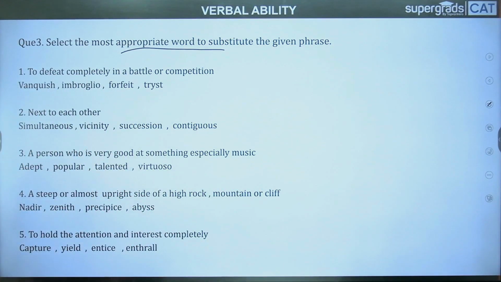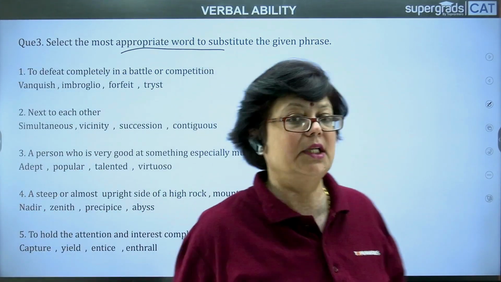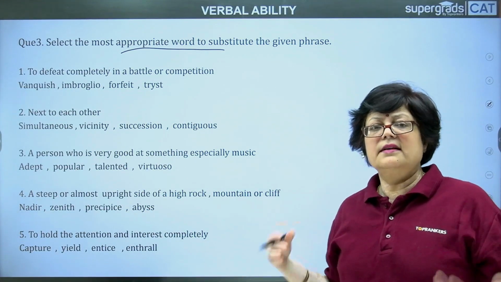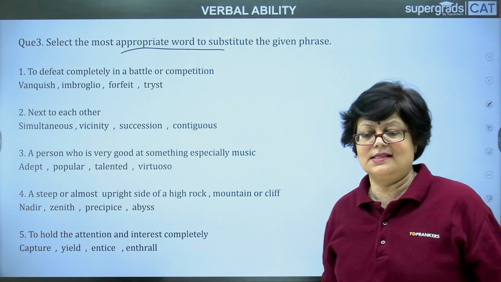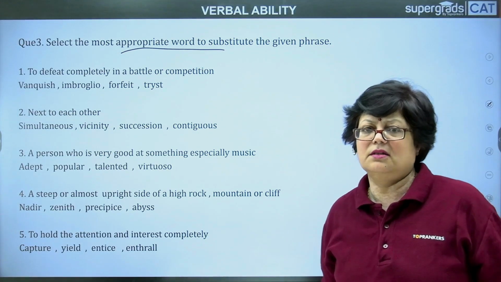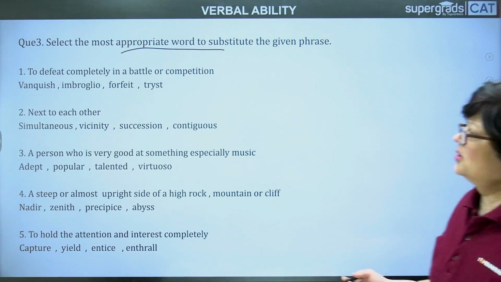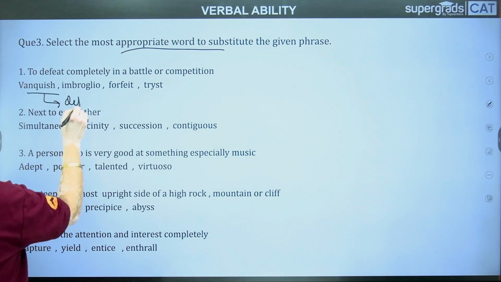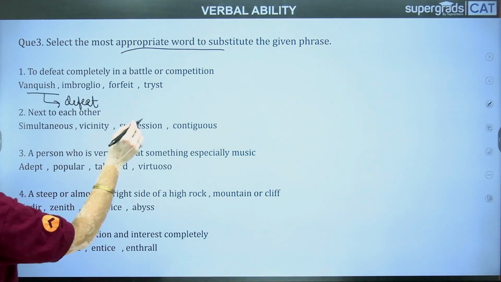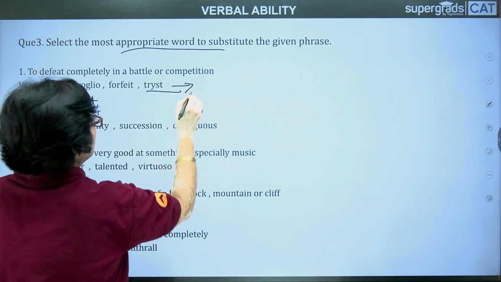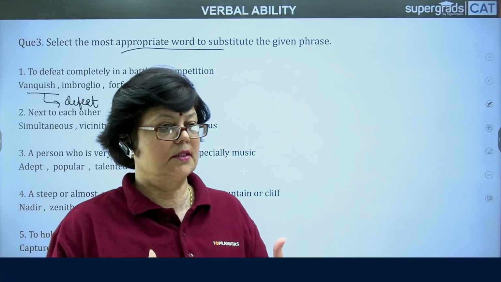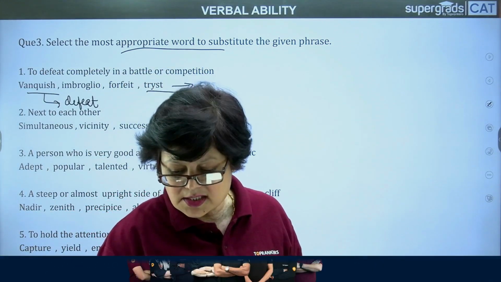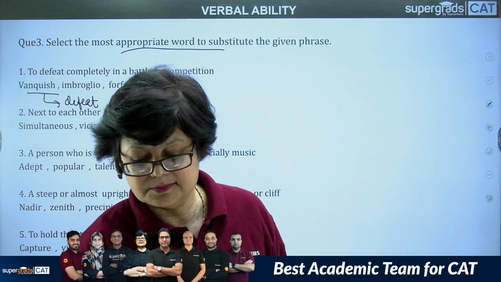First, to defeat completely in a battle or competition. To defeat, means there's a battle, there's a competition, and one of the parties or one of the contestants or one of the nations, maybe if it is a war, is being totally defeated. So the word vanquish. Vanquish means defeat. Okay. Tryst means to have a common meeting point. Somewhere, common understanding. Tryst means common understanding, right?